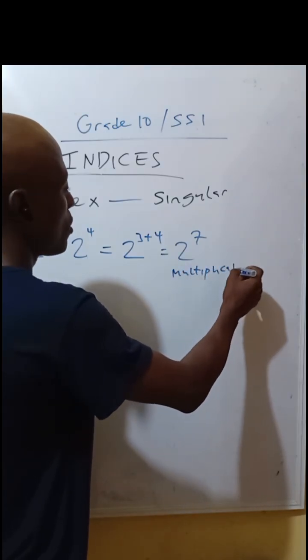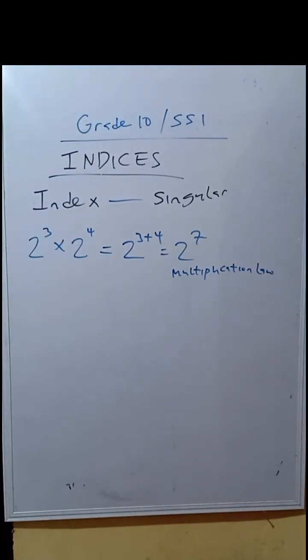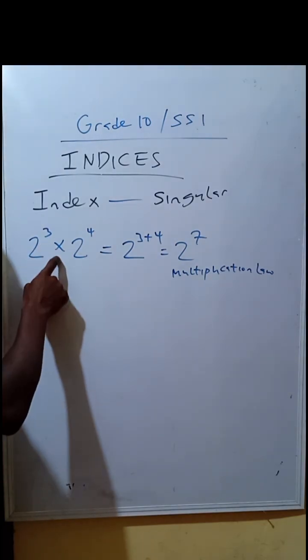This is called the multiplication law. 2 raised to power 3 times 2 raised to power 4.